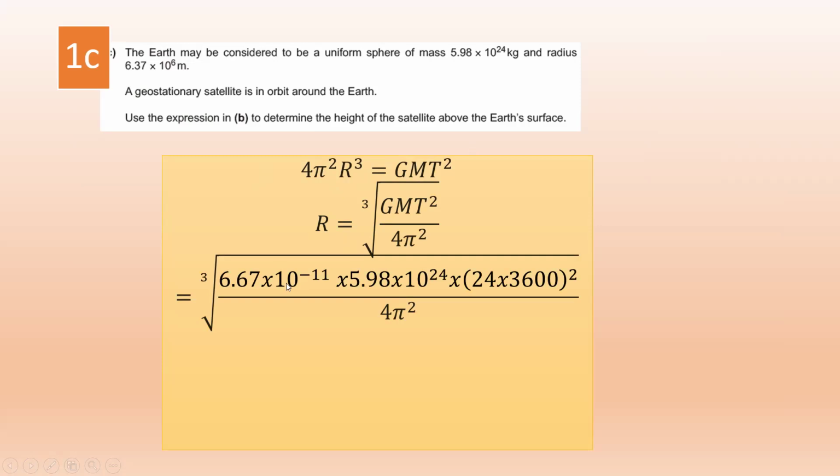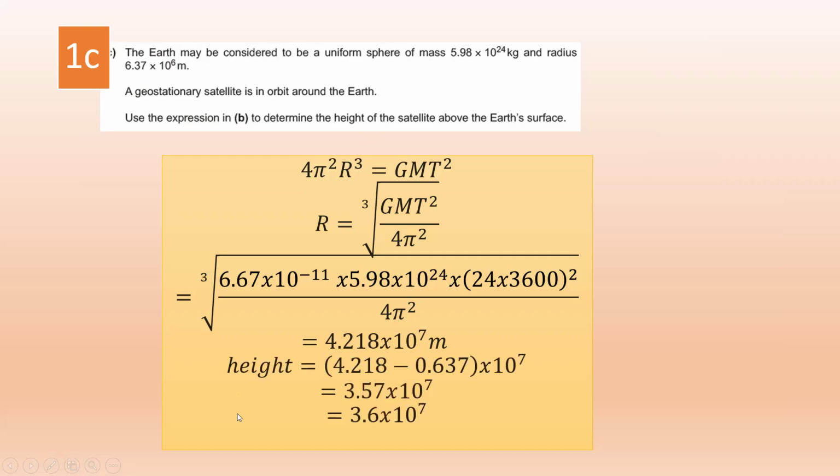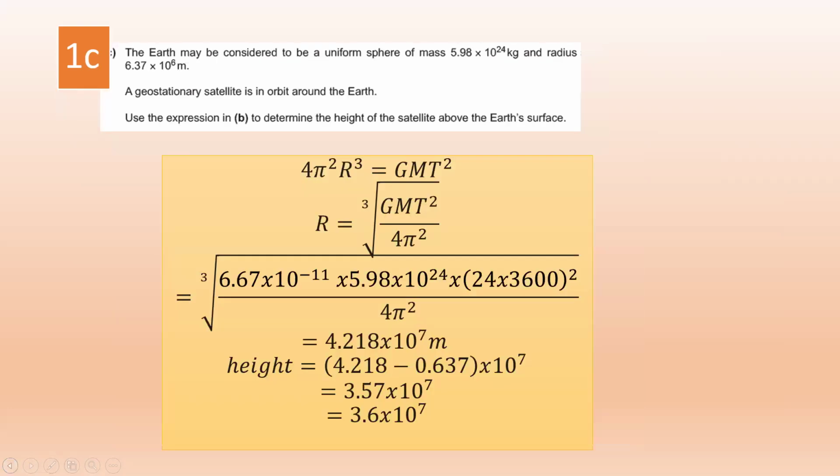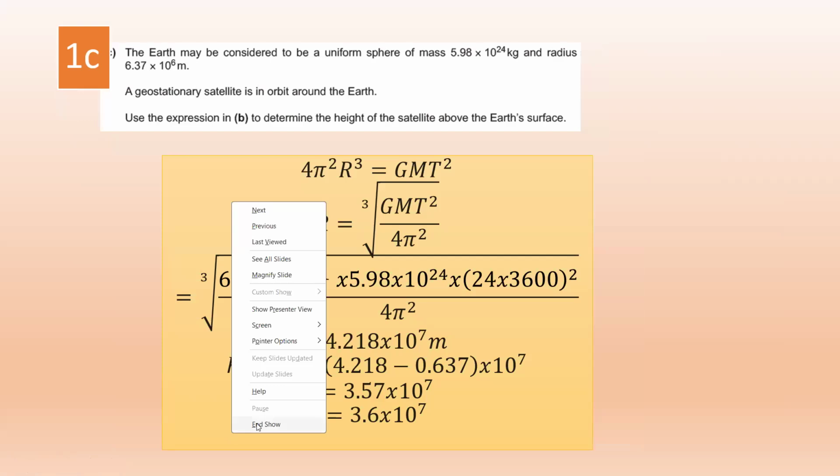Put in your values: G is 6.67 times 10 to the minus 11, mass of the Earth, T is 24 hours, change it to seconds by times 3,600, and the whole thing squared, divided by 4 pi square. Use the calculator, you get the answer, and minus the radius of the Earth to get the height above the surface of the Earth. Sorry, must put a unit there.